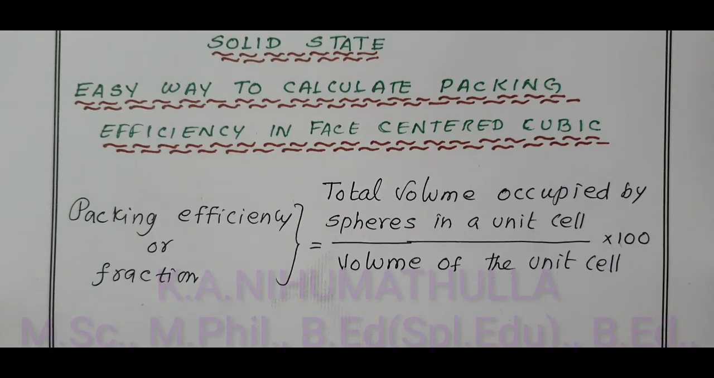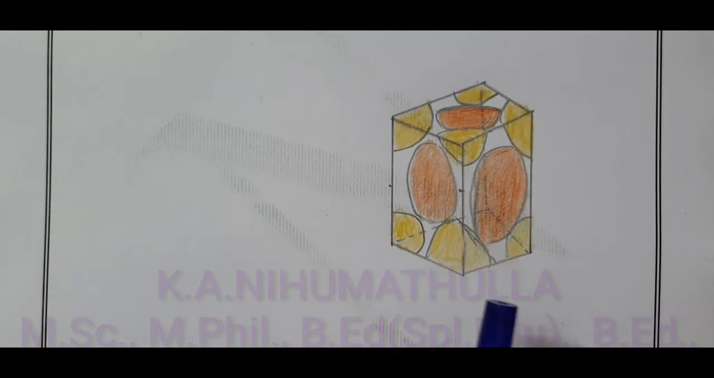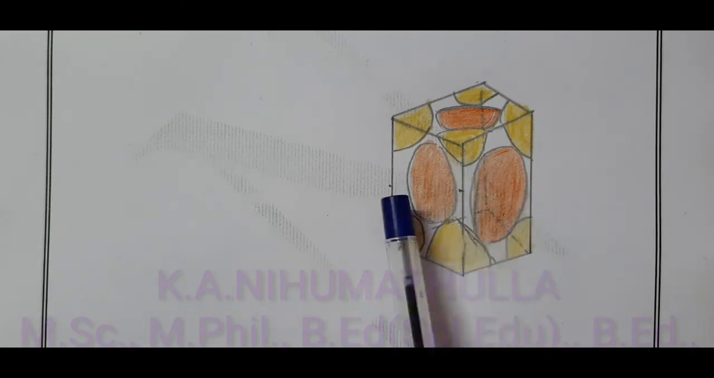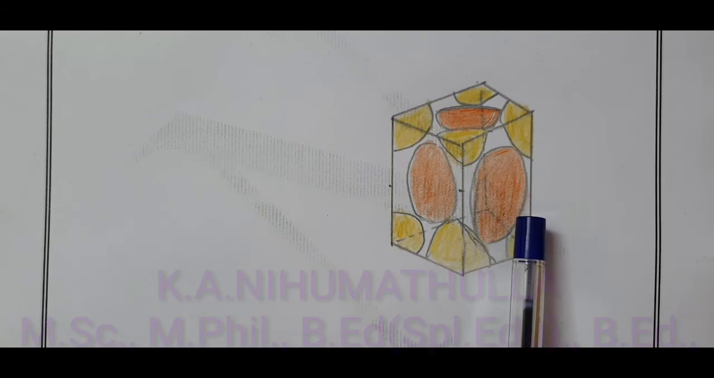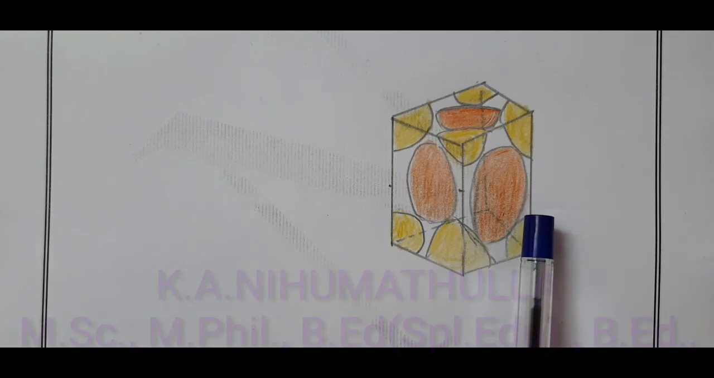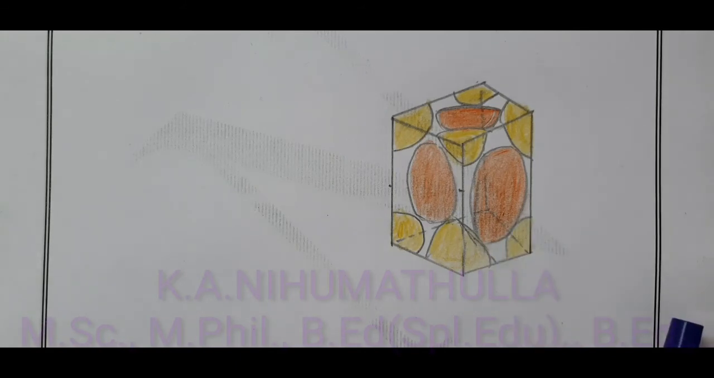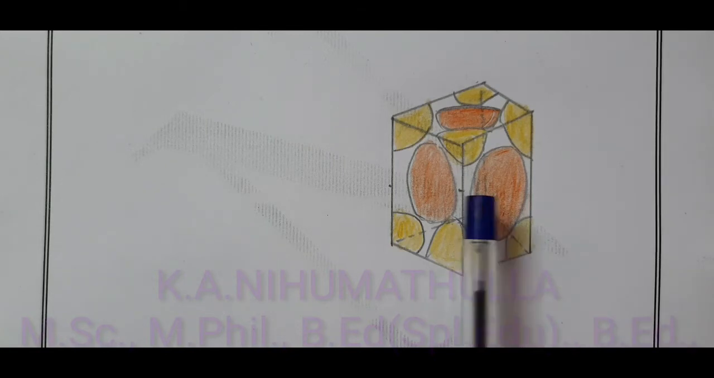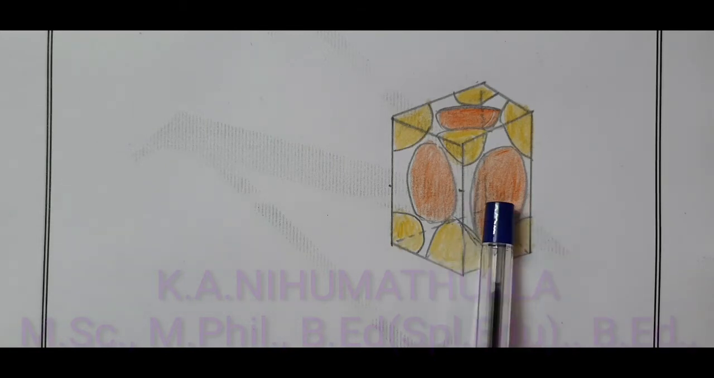An example of face centered cubic unit cell, this one. The yellow colored spheres are at the corners and the orange are face centered. We know there are 8 corner atoms and 6 face atoms in a face centered cubic unit cell. Using Pythagoras theorem, first we are going to calculate the radius, then the volume of the unit cell, and finally the packing fraction.